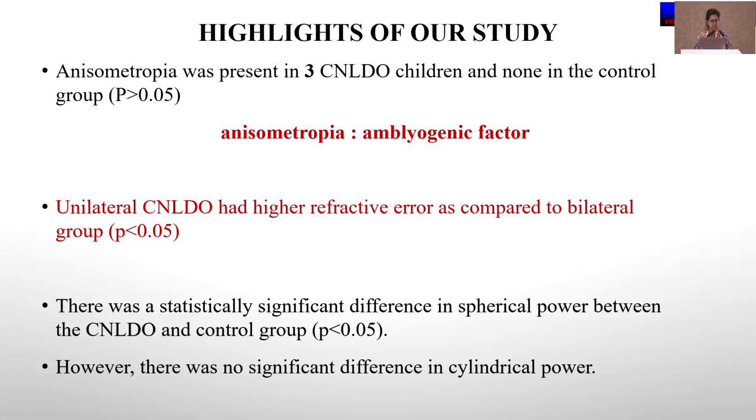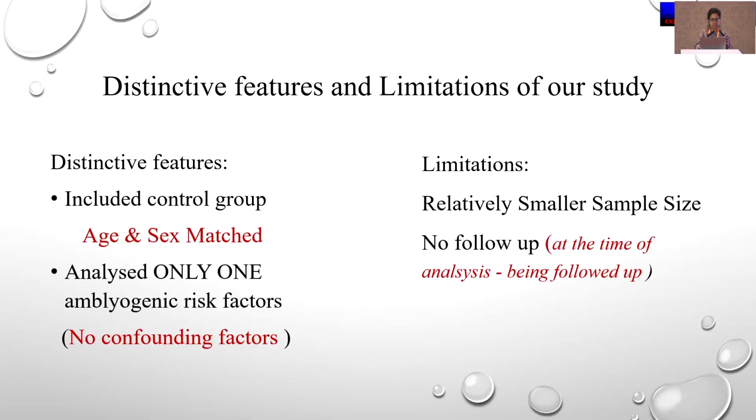Anisometropia was present in 3 CNLDO children and none in the control group. So this is yet another amblyogenic factor. Unilateral CNLDO had higher refractive error as compared to the bilateral group. There was a statistically significant difference in spherical power between the two groups. However, there was no significant difference in cylindrical power.